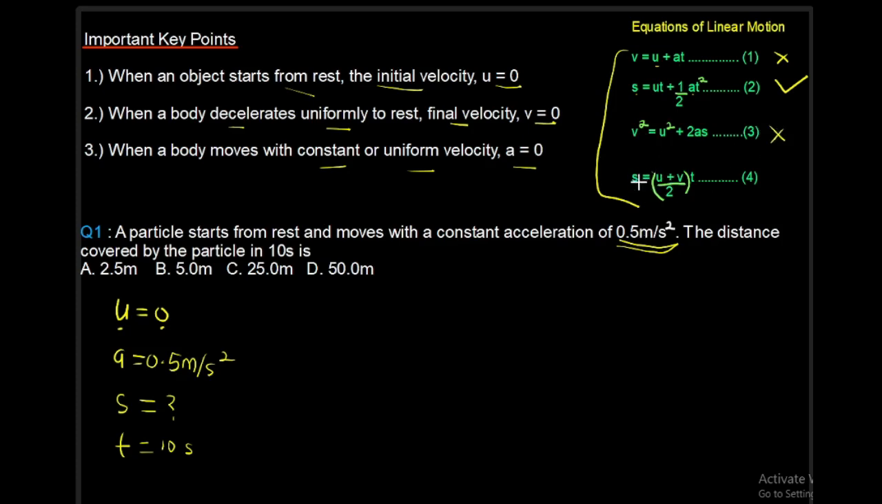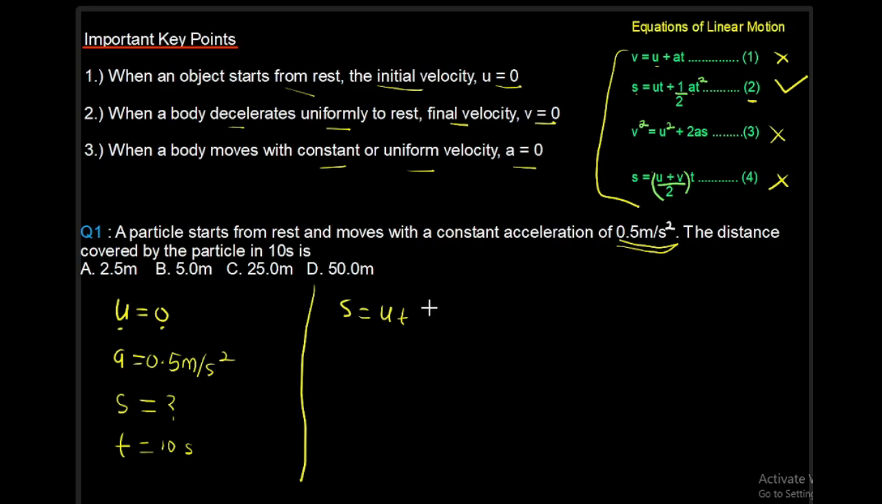If you try the fourth formula too, we have u in it, but do we have a? No, we don't have a in the fourth formula. So that means you cannot use this formula to solve. The only formula we can use is the second formula, which is s equals ut plus half at squared. So now all we need to do is plug our values into that equation.